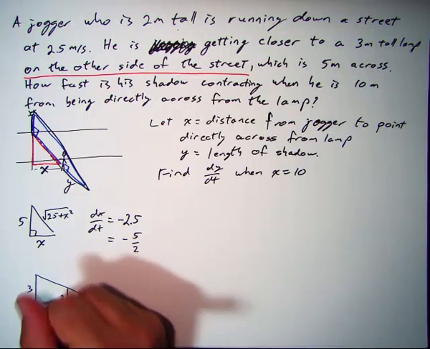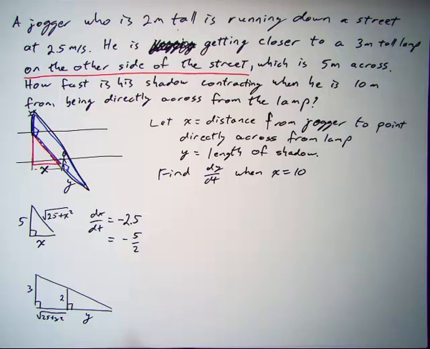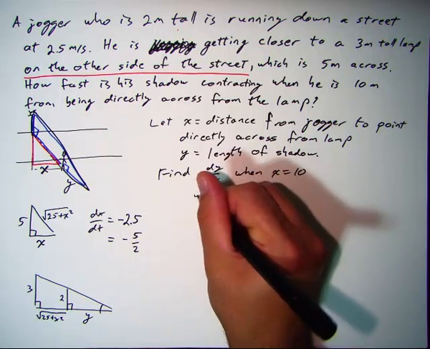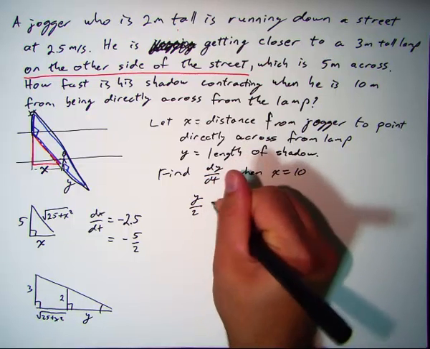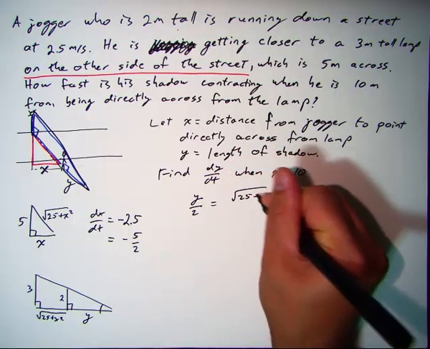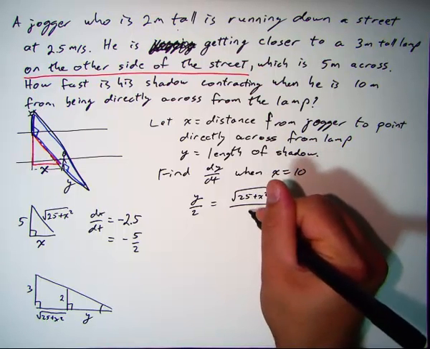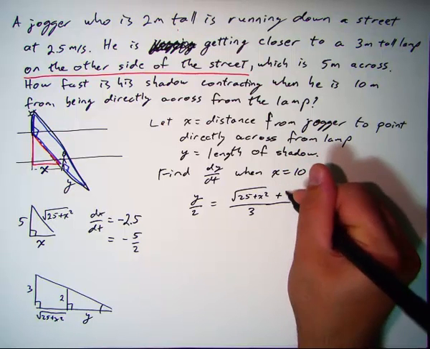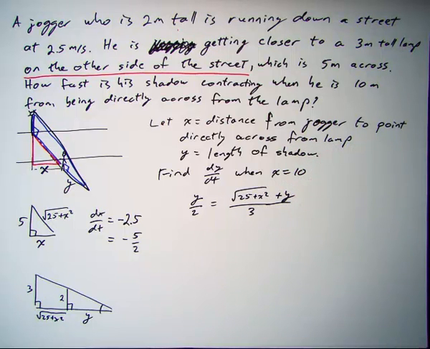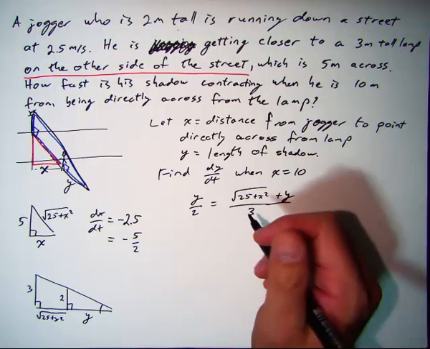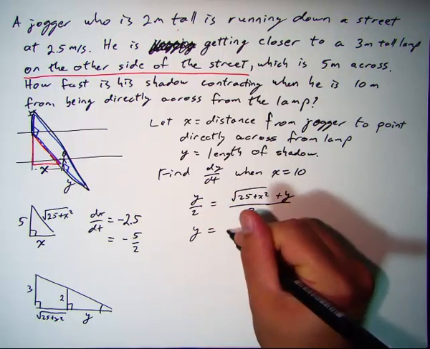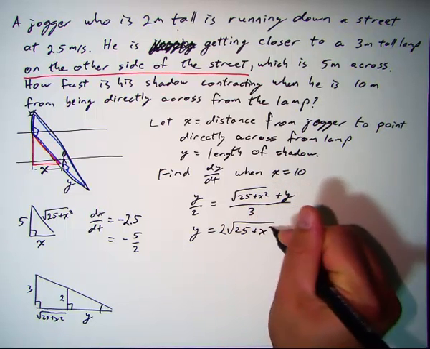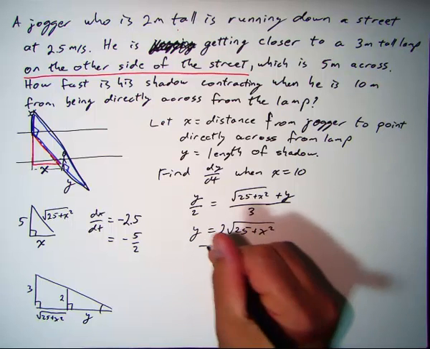And over here I have right angle triangles again, and similar triangles at that. So I know that I have y is to 2 what the square root of 25 plus x squared plus y is to 3. And so I can simplify a little bit, and I get y is equal to 2 times the square root of 25 plus x squared.